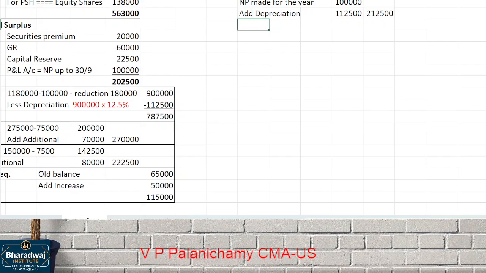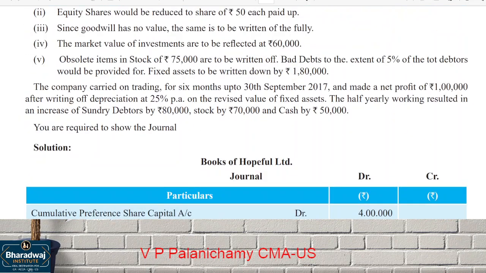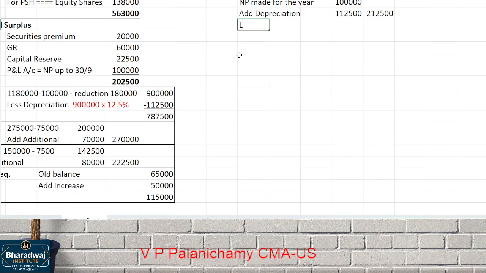Wait, there is an increase in stock given in the question. Increase in stock, do you remember? Increase in stock is equal to purchase of stock, so cash outflow will take place. Just as we add a decrease in current assets, we less an increase in current assets, same thing. Less increase in which one? Stock. What is the increase in stock?